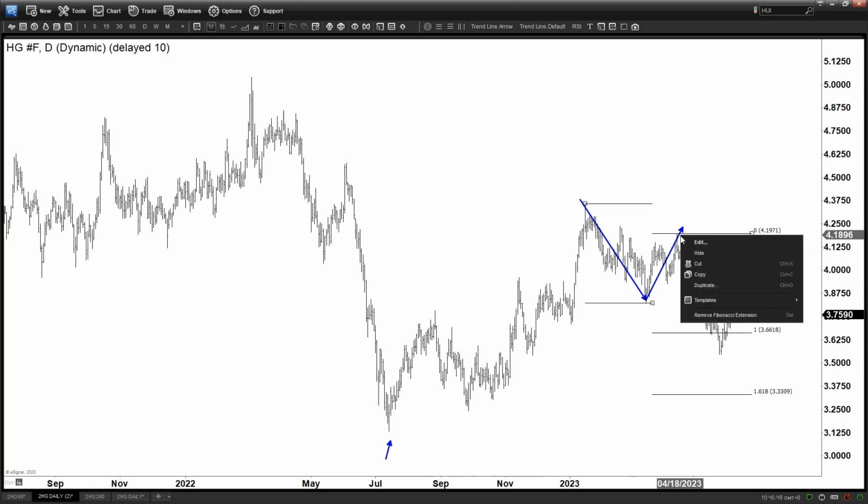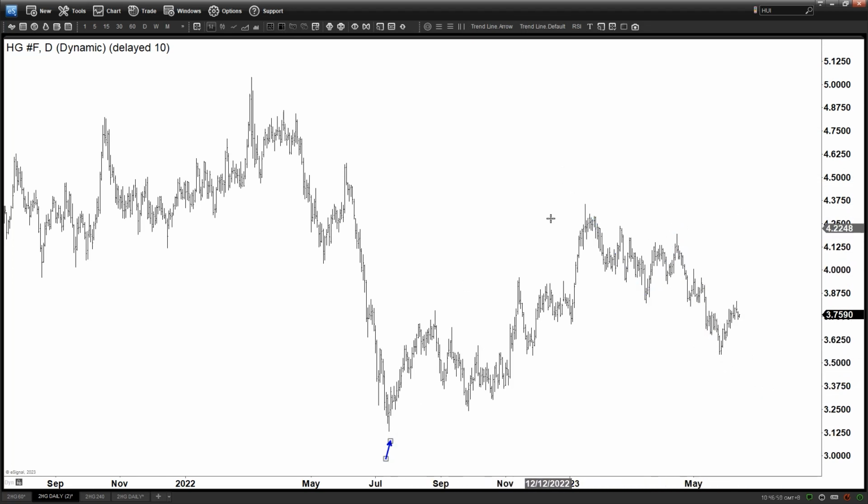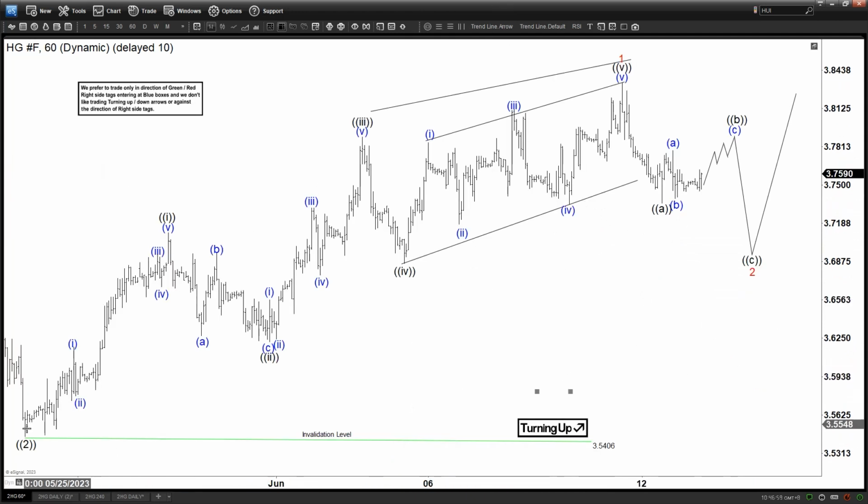So there's a potential then that this is a 5 waves up, this is a 3 waves correction, we made the low here, and we start another 5 waves up, as we can see in the 1 hour time frame here. 1, 2, 3, 4, 5. All right, so that's the idea here from copper.